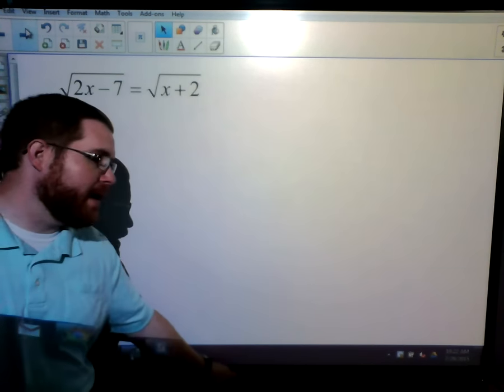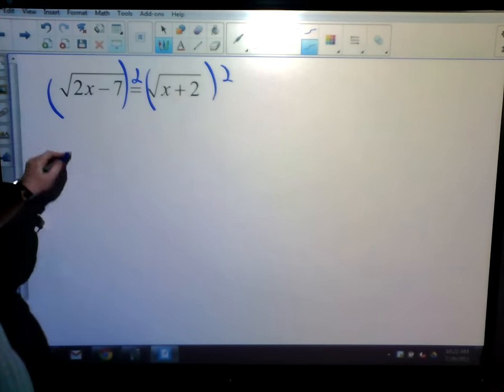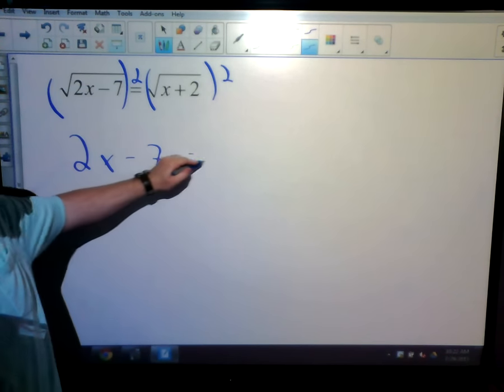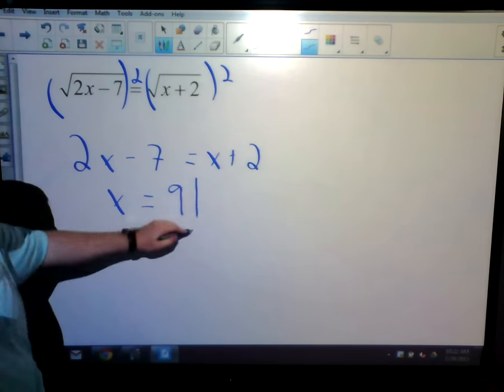Well, this one's not too bad. There are two radicals, but they're both isolated. So squared and squared. So I got 2x minus 7 equals x plus 2. That gives me x equals 9.